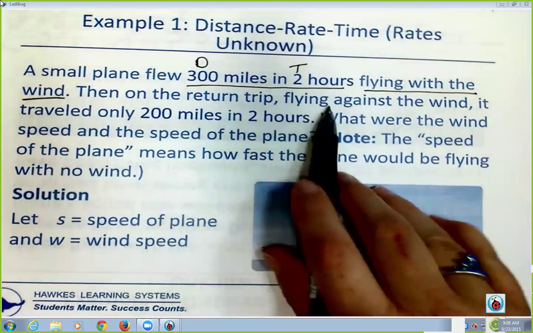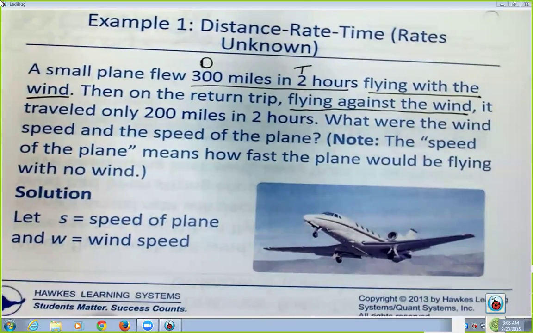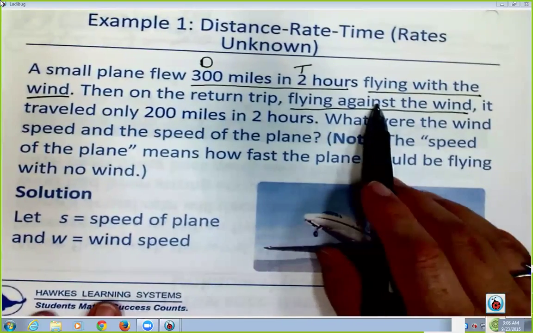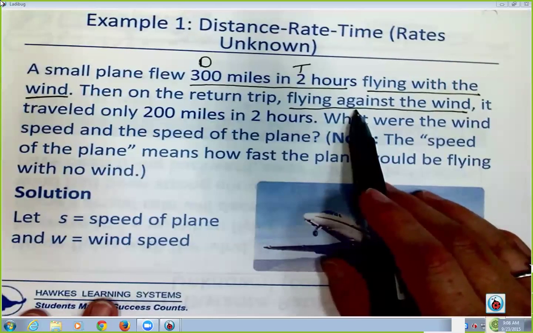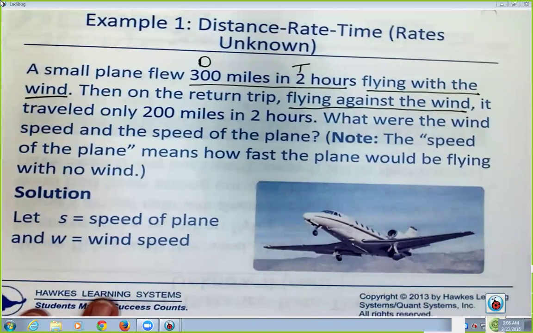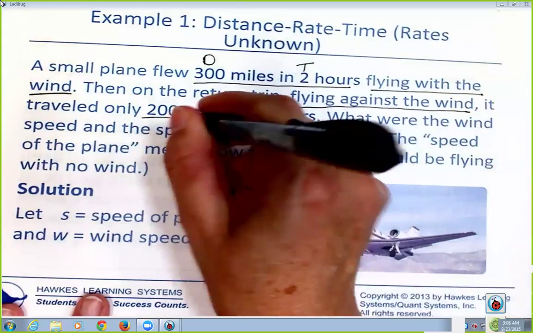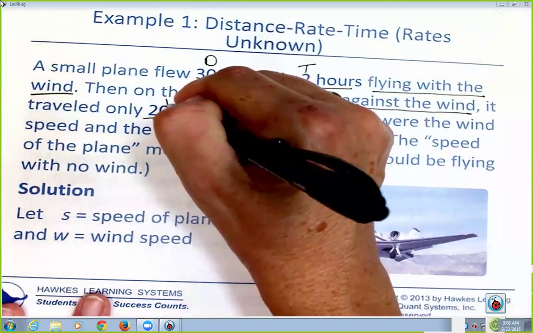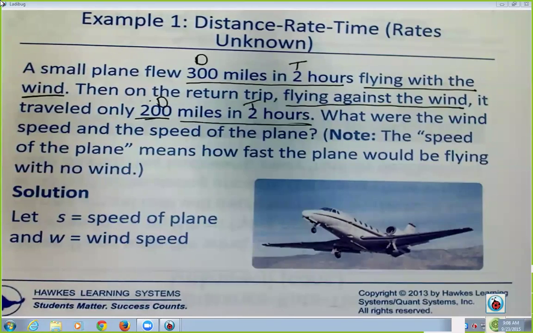On the return trip, flying against the wind, now it's got a headwind and it's pushing it back. And you don't like hearing this when you're on a plane, because then the pilot comes on and says, we will arrive 15 minutes late to the terminal. That's again because of the wind pushing the plane back, and it prevents it from moving as easily through the wind. And it traveled only 200 miles in 2 hours. So once again, we have a distance and a time.